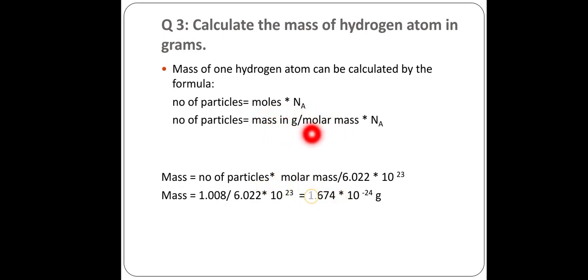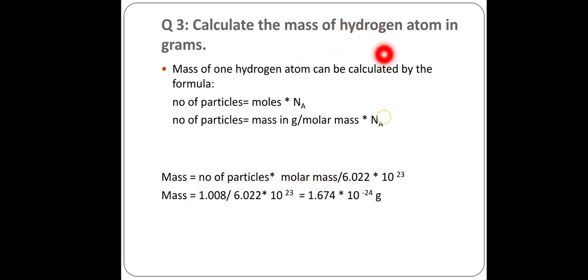So number of particles will be equal to mass in grams divided by molar mass, because mass in grams over molar mass is the formula of moles, into Avogadro number. So mass will be equal to number of particles into molar mass divided by the Avogadro number, 6.022 into 10 raised to 23. So putting the values, how many particles were there?